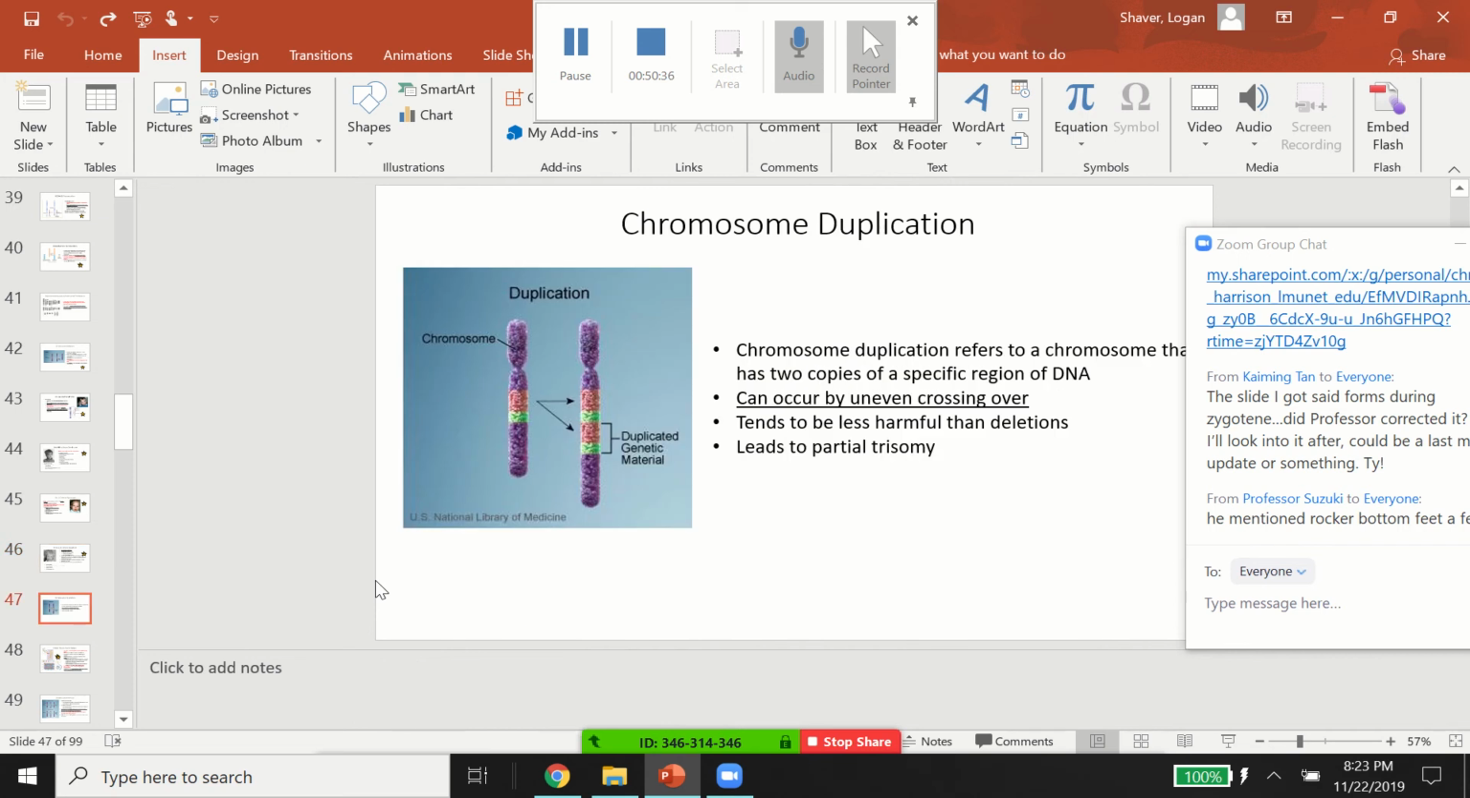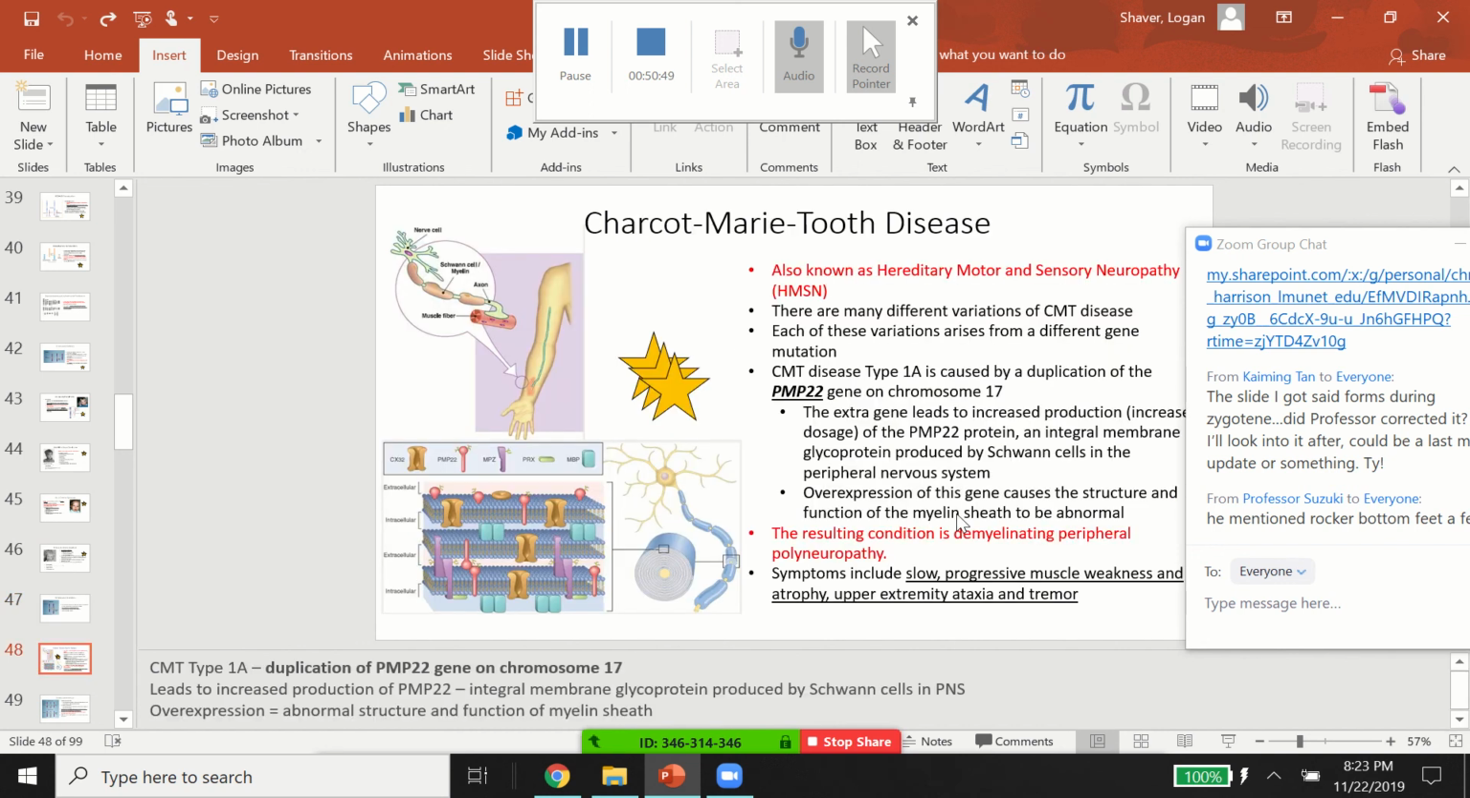Chromosome duplication. So instead of a deletion, now you're actually getting an exact duplication of that genetic material. So pretty simple from this illustration here. But yeah, so now on to duplications.